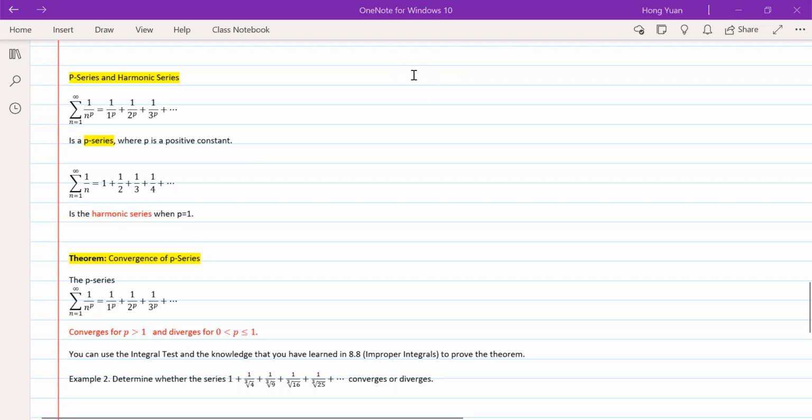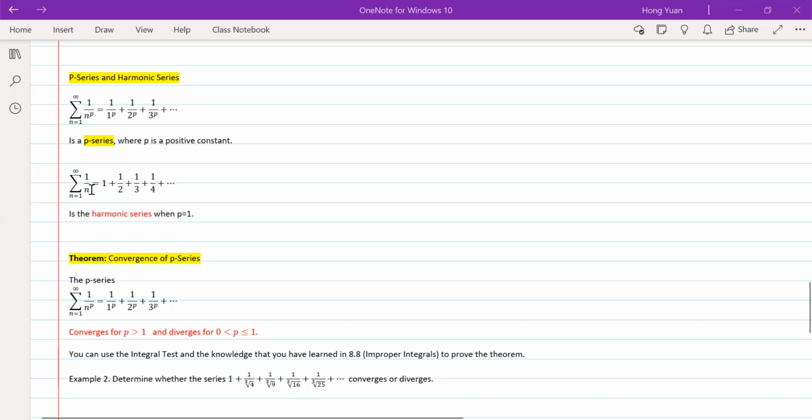Hi everyone, welcome back. We will continue to learn this section, and here we will learn what is a P-series and what is a harmonic series. Okay, P-series: if p is a positive constant, the series of 1 over n to the p-th power from n equals 1 to infinity, we call this type of series a P-series.